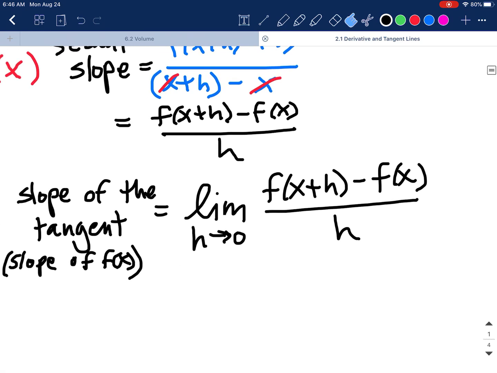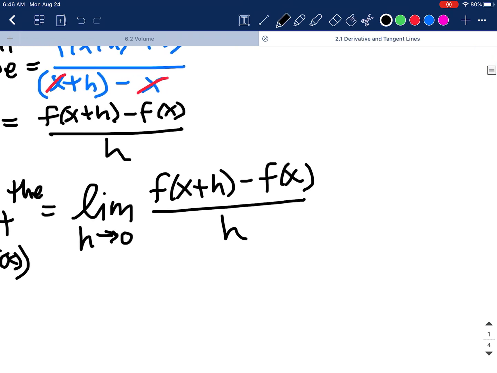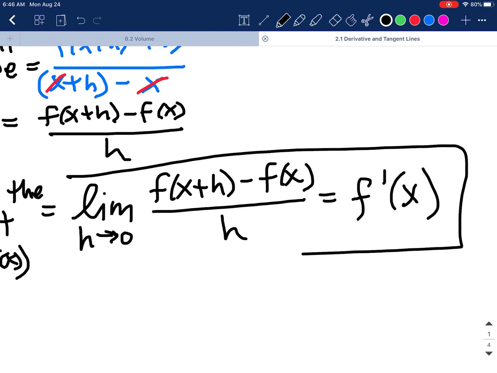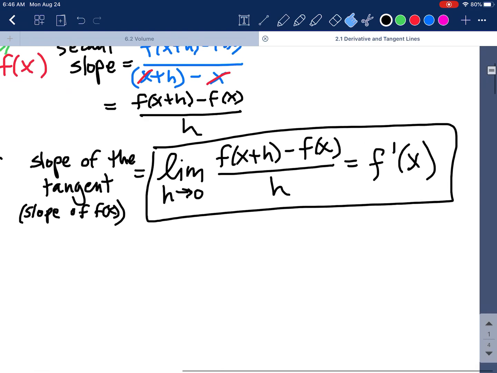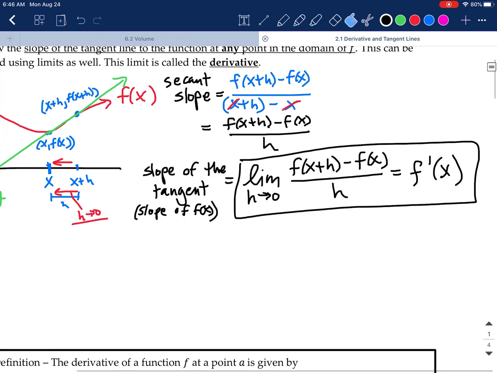So the slope of the tangent line, which is also the slope of f of x, is equal to the limit as h goes to 0 of f of x plus h minus f of x over h. And this is called the derivative function. And what we call this is f prime of x. So this is going to be our first major definition.